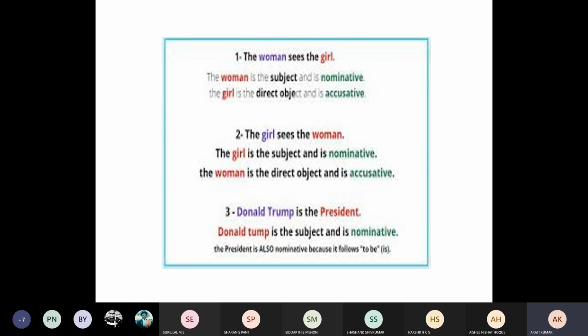Now there is one more example, the third one, which is a different kind of sentence. As you can see, Donald Trump is the president. How do we say that in German? Donald. Yeah, president. President. Need umlaut. Okay. So in this case, yes.